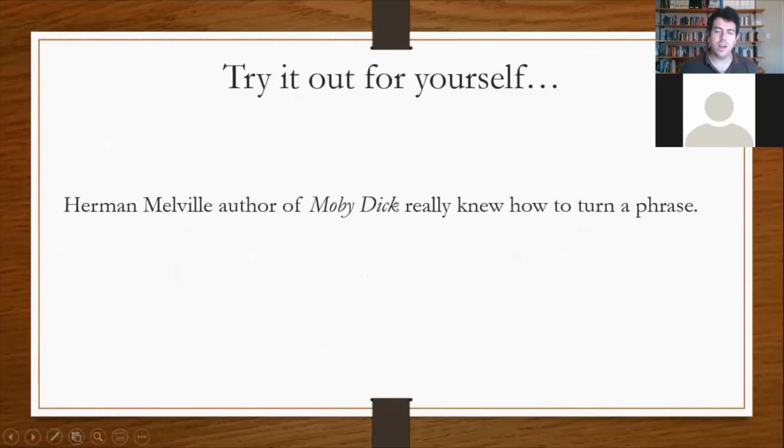Okay, so I won't ask you to complete practice exercises on Canvas or anything, but let's just go through a few of these together so I can make sure you get it. So another Moby Dick sentence. Herman Melville, author of Moby Dick, really knew how to turn a phrase. So in this case, is it okay the way it is, or do we need to add commas? And if we do need to add commas, where should they go? You can either put it in the chat or raise your hand.